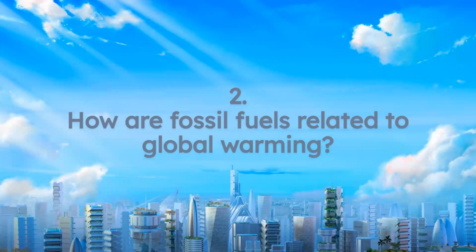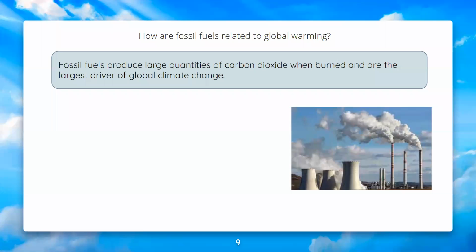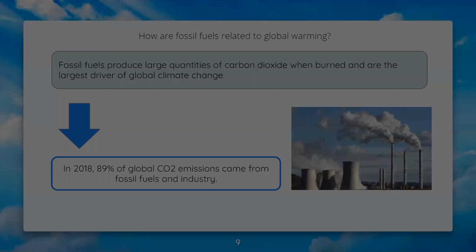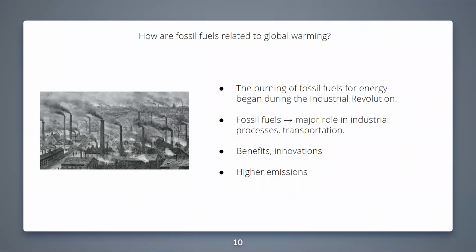Question number 2. How are fossil fuels related to global warming? Fossil fuels produce large quantities of carbon dioxide when burned and are the largest driver of global climate change. The Intergovernmental Panel on Climate Change says that in 2018, 89% of global CO2 emissions came from fossil fuels and industry. The burning of fossil fuels for energy began during the Industrial Revolution.